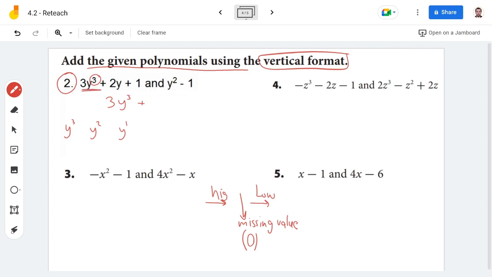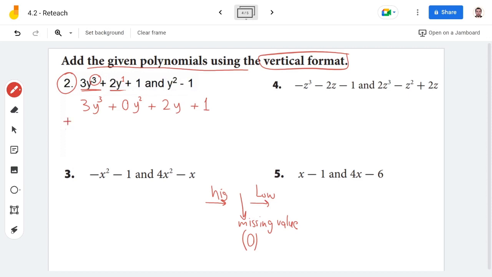Now look at the question. This one is y to the power of 3. This one is y to the power of 1, right? So we have a missing y squared. So I have to replace y squared with what? With 0. I hope you understand this. Now let me rewrite the question: 3y to the power of 3 plus 0 y to the power of 2 plus 2y to the power of 1, which is 2y, plus 1.